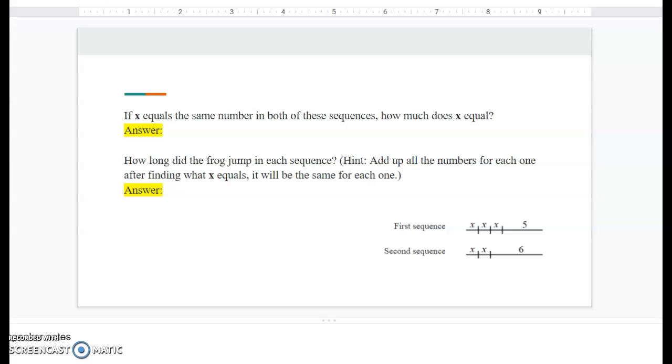Then you're going to do the same one with this sequence. If x equals the same number in both of these sequences, how much does x equal? And how long did the frog jump in each sequence? Again, you'll add up all the numbers for each one after finding out what x equals. It will be the same for each sequence.